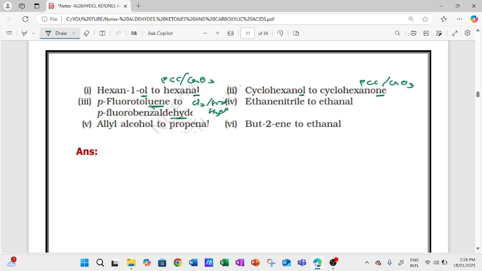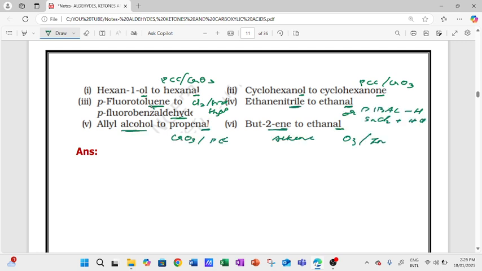Next, nitrile, cyanide to aldehyde, either by using Rosenmund or by using the Stephen reaction. In the Stephen reaction we use stannous chloride and HCl. Any one method can be applied. Now allyl alcohol to propenal, alcohol to aldehyde, same: chromic oxide or PCC. Now but-2-ene, an alkene, to ethanal, an aldehyde. Alkene to aldehyde is always ozonolysis: O3 followed by addition of zinc.